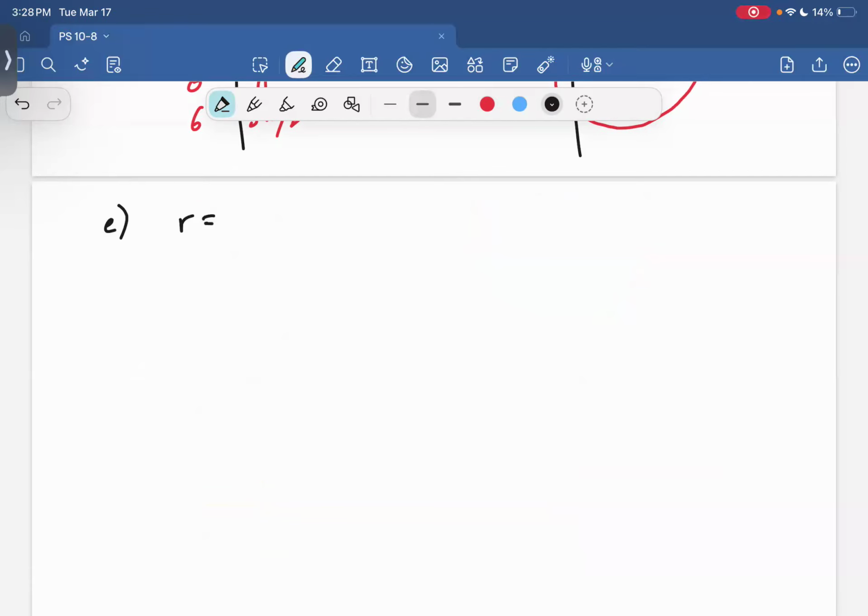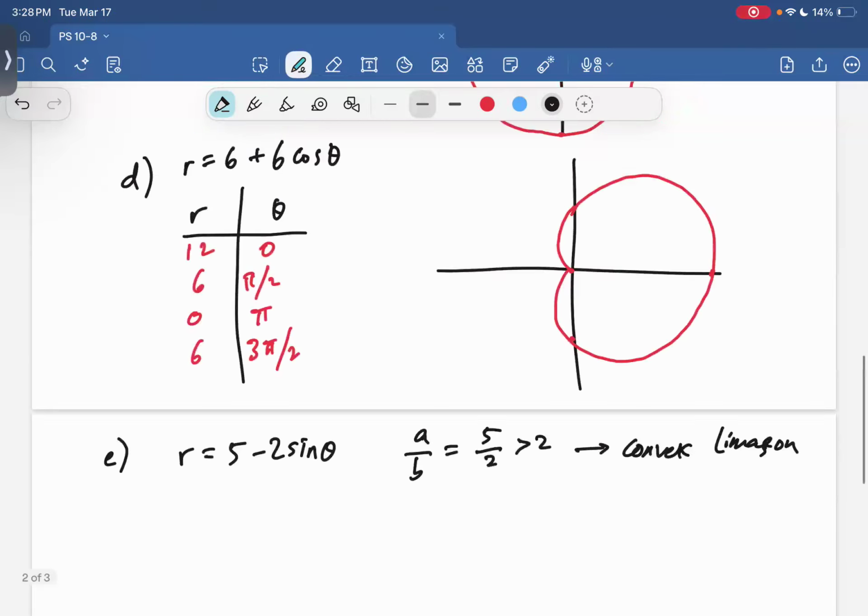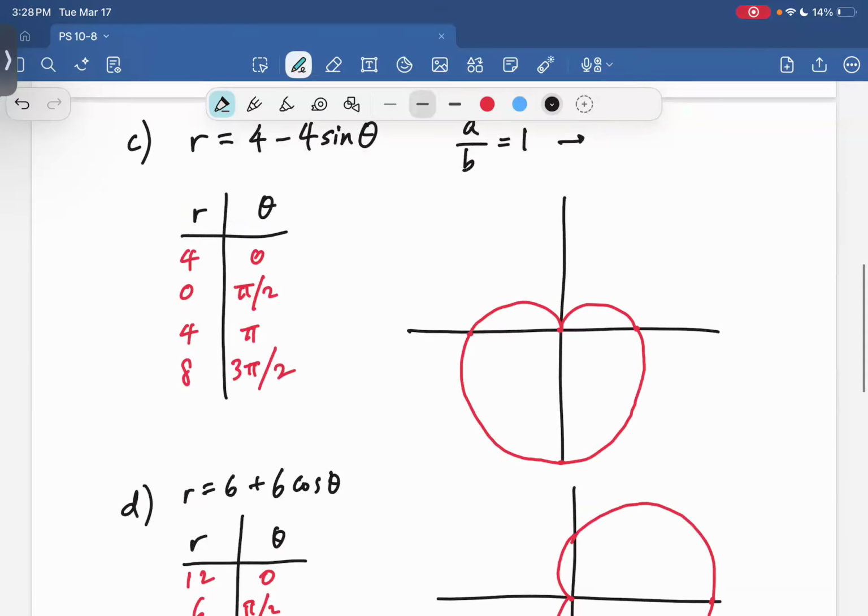E, r equals 5 minus 2 sine theta. Now in this case, a over b equals 5 over 2, which is greater than 2. So that means we have a convex Limaçon, right? Convex Limaçon.